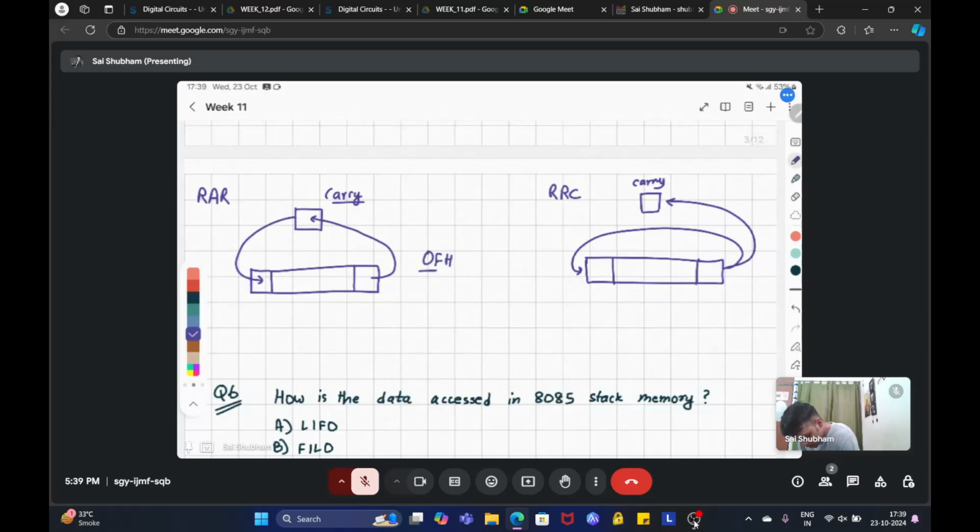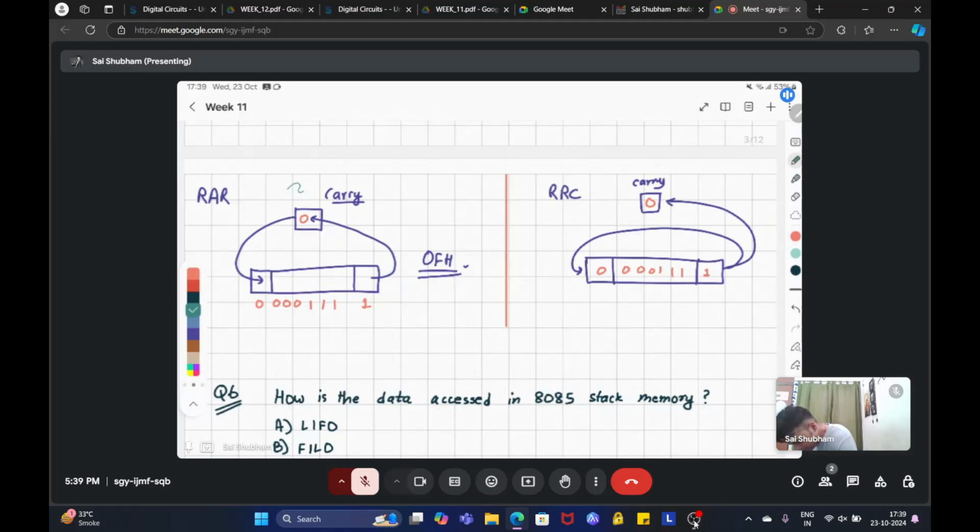0FH is 0 0 0 0 1 1 1 1, and the carry flag content is 0. Another case, this is 0 0 0 0 0 1 1 1. Okay, so what will happen over here?